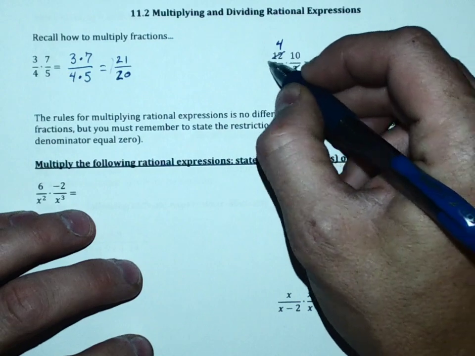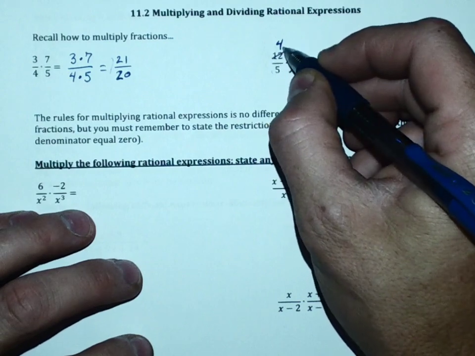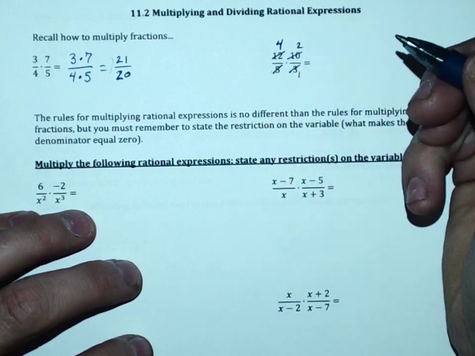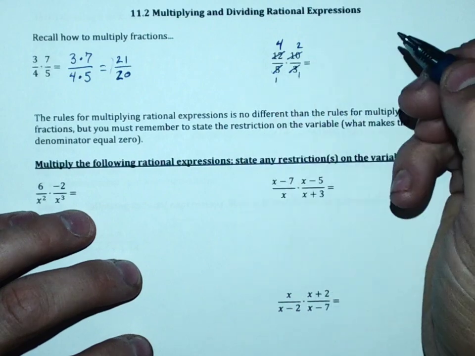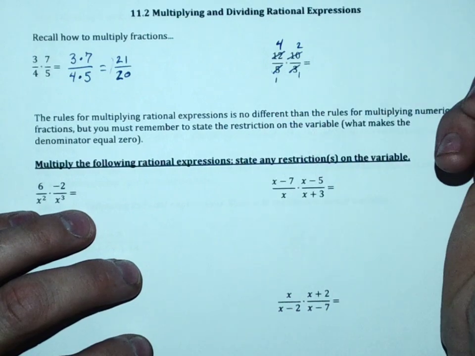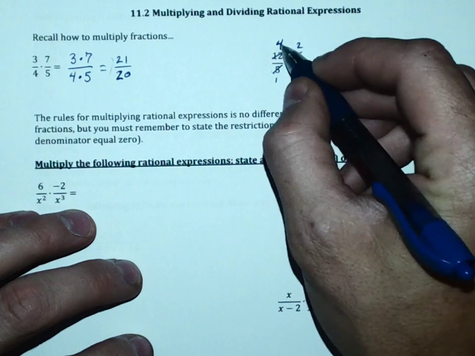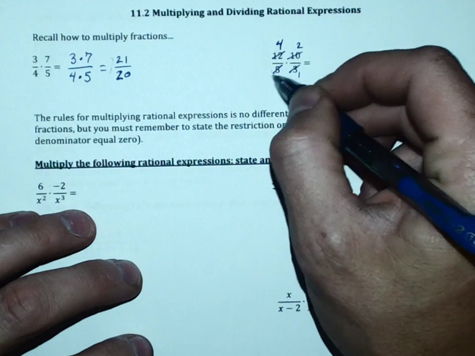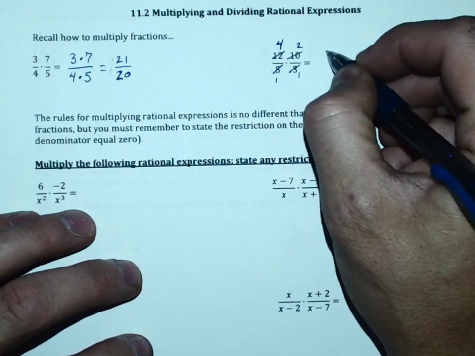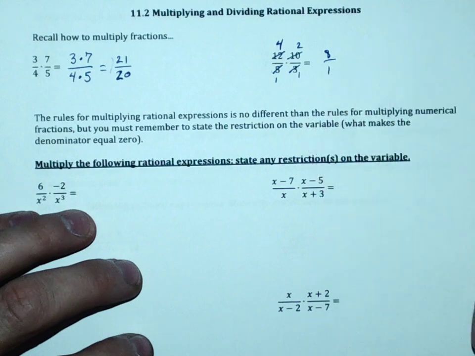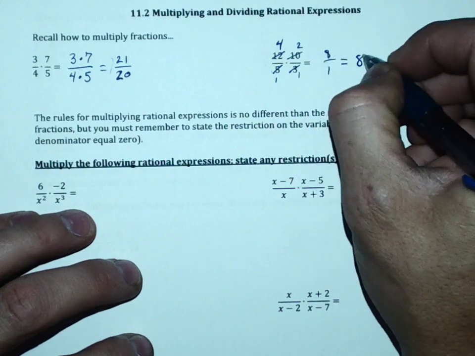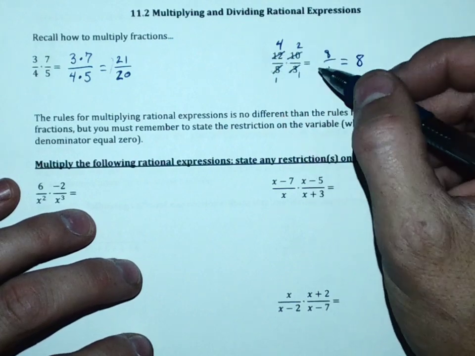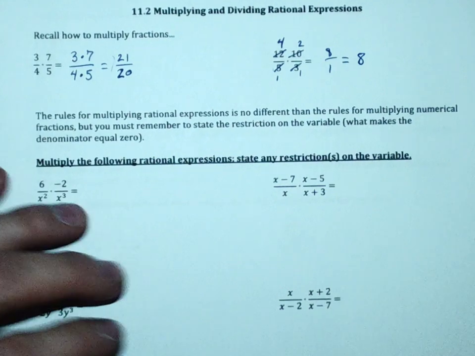So the 3 divides into the 12, making it a 4. The 5 can divide into the 10, making it a 2. The 5 becomes a 1. And now we use our multiplication of fraction rules. We multiply the top numbers, which are now 4 and 2, and we multiply the bottom numbers, which are 1 and 1. So 4 times 2 is 8, 1 times 1 is 1, 8 over 1 is just 8. Cross reducing fractions. So now let's try that.